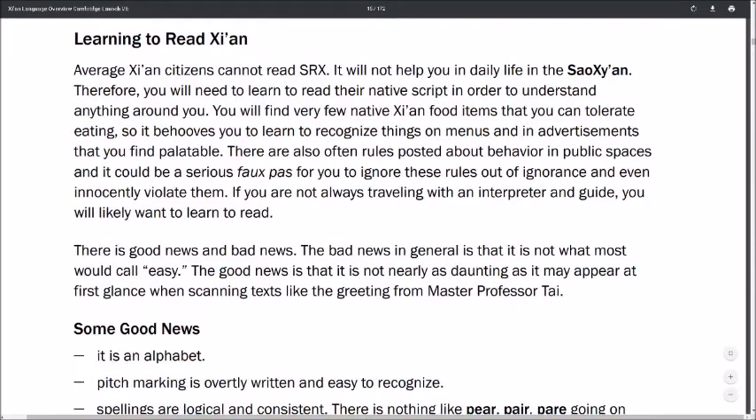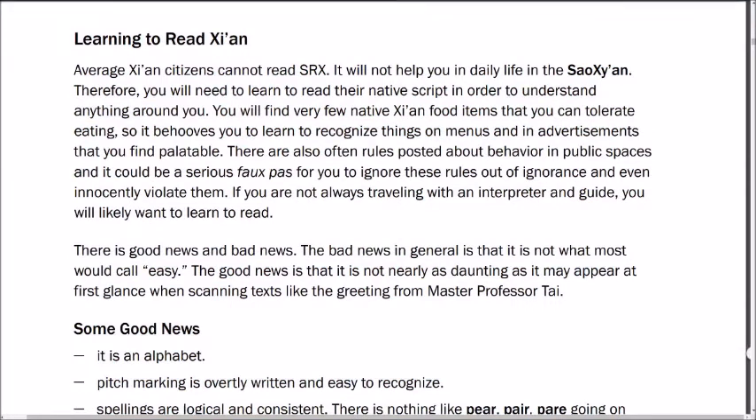Learning to read Xi'an. Average Xi'an citizens cannot read SRX. It will not help you in daily life in the South Xi'an. Therefore, you will need to learn to read their native script in order to understand anything around you.